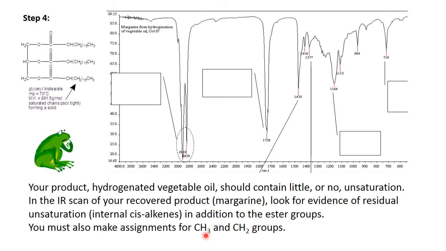So for the purpose of your lab report, you only need to submit 2 IR scans. One will be the IR scan for canola oil that's right in your notes, and then use the IR scan from your recovered product. You don't need to do this particular one that's in the notes. Just do your own recovered product margarine scan. This particular scan would be for those students who for some reason fail to get a product. You can submit this one. So, yeah, enjoy.